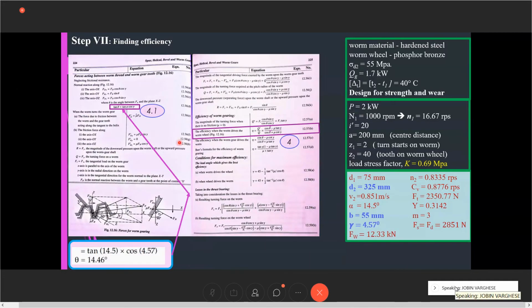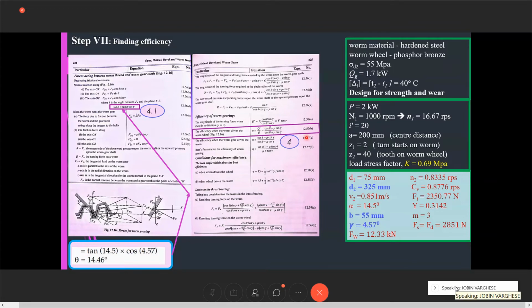Next one, the efficiency. The equation, when the worm drives the worm wheel, is eta equal to (cos theta minus mu tan gamma) by (cos theta plus mu cot gamma). From this, we have to calculate tan theta, where theta is an unknown here. Tan theta is equal to tan alpha cos gamma, from page number 224. We can calculate theta and substitute it, and gamma is already known.